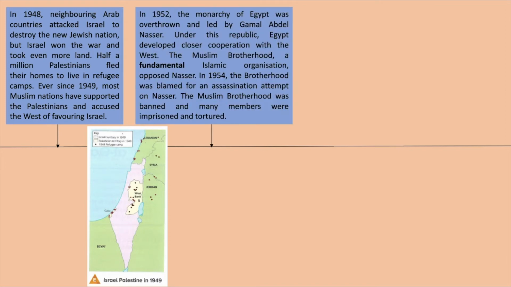In 1952, the monarchy of Egypt was overthrown and the country was led by Gamal Abdel Nasser. The Muslim Brotherhood, a fundamentalist Islamic organisation, was opposed to Nasser because the Republic under Nasser developed closer cooperation with the West. In 1954, the Brotherhood was blamed for an assassination attempt on Nasser. It was therefore banned and many members were imprisoned and tortured.